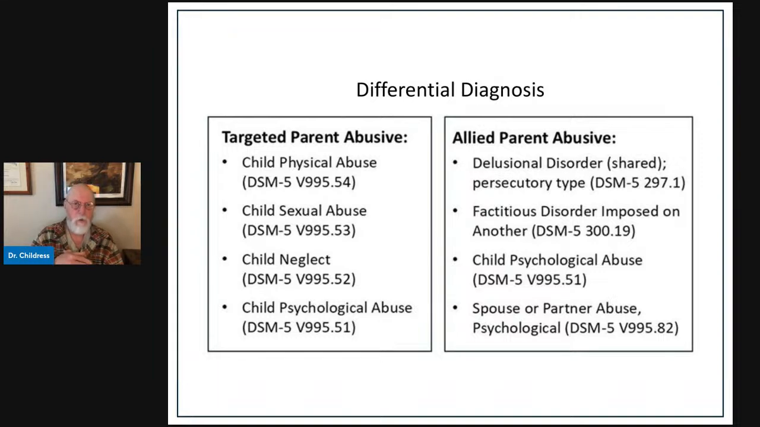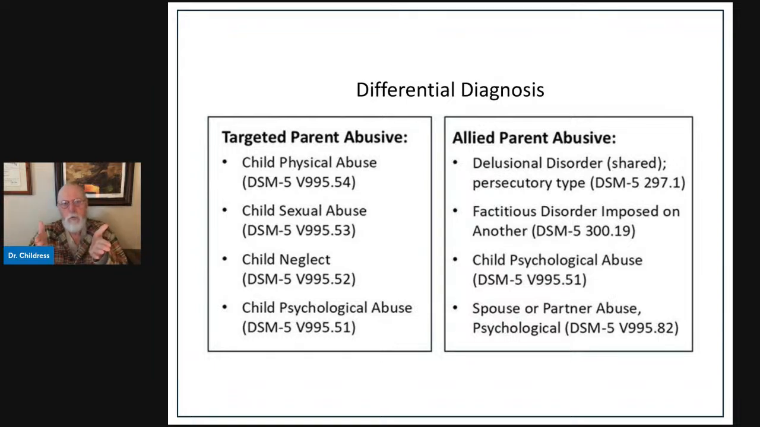Either the targeted parent is abusing the child in some way, creating the child's attachment pathology towards that parent, in which case we need to identify and diagnose what the child abuse is: physical, sexual, neglect, psychological, put it on a treatment plan, fix it, and restore the child's attachment bond to the now fixed abusive parent. Or, which is of high clinical concern relative to the family courts, it is the allied parent who is psychologically abusing the child by creating a delusional disorder, persecutory type, a shared induced delusional disorder, a factitious disorder imposed on the child, factitious attachment pathology for secondary gain.